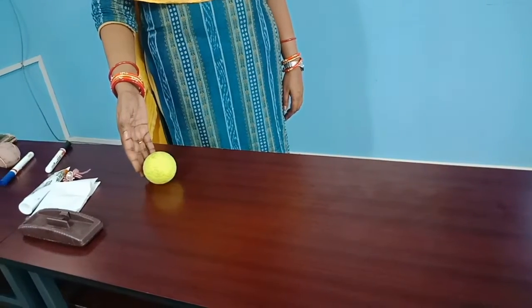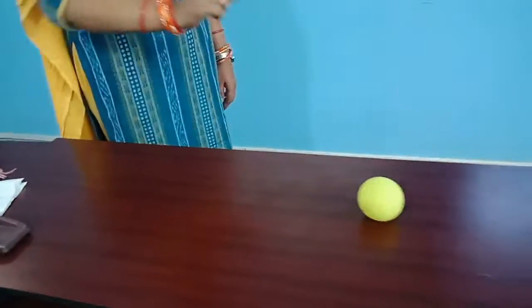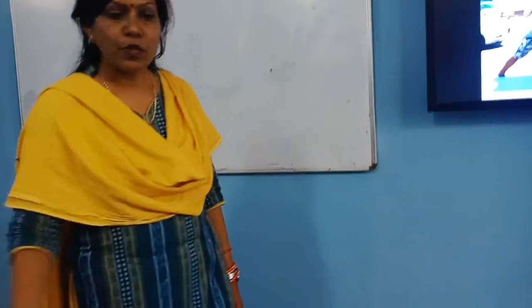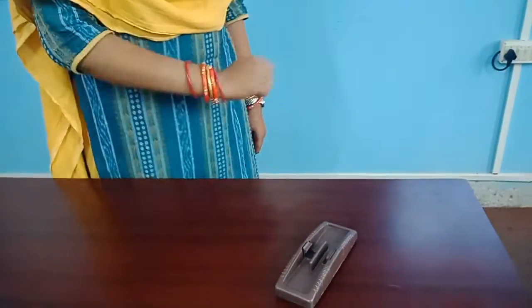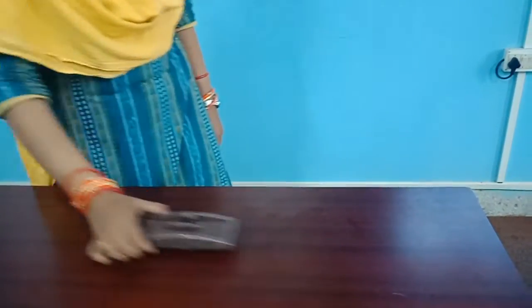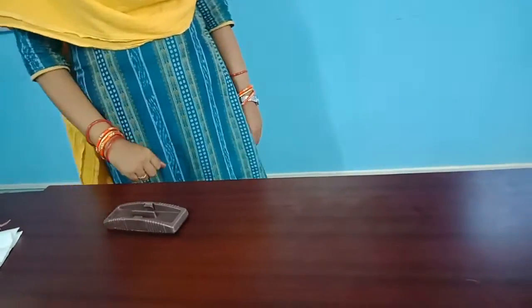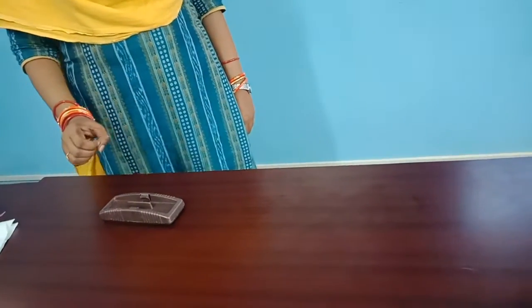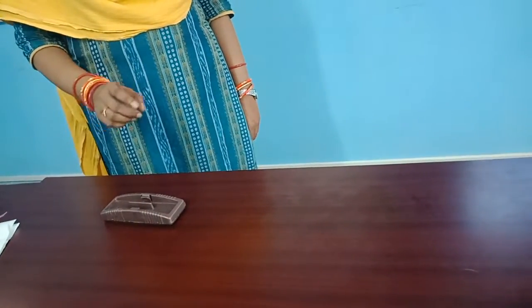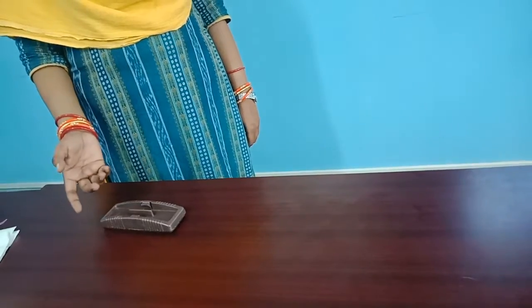When we push this ball, the ball starts to move. So it is a force. When we push, we apply force on the ball, so the ball starts to move. Here the duster is at rest. When we pull the duster, its position changes. It means pulling is also a force. So a push or pull on an object is known as force.